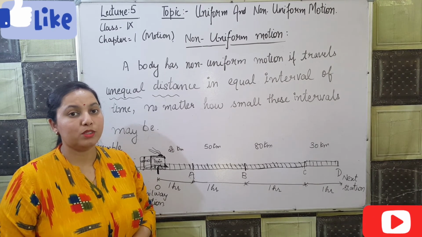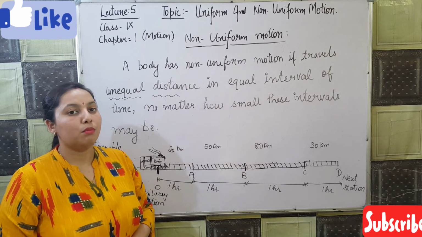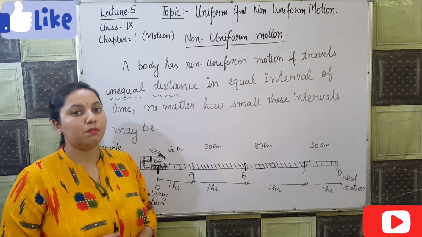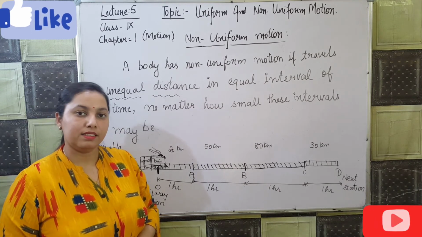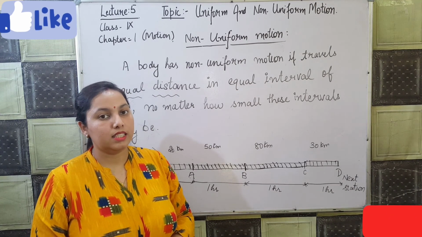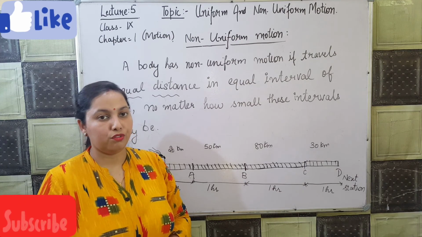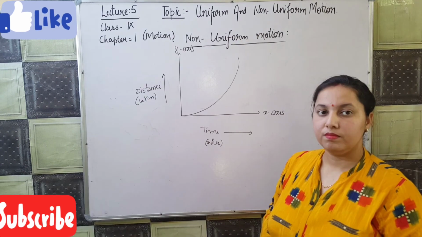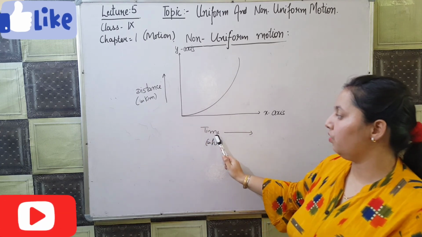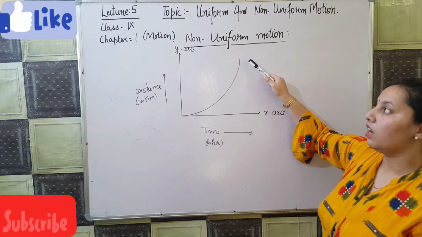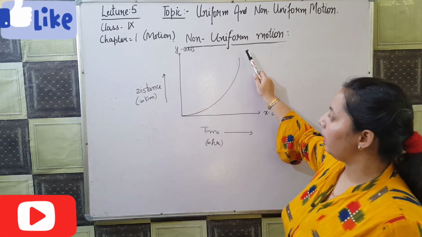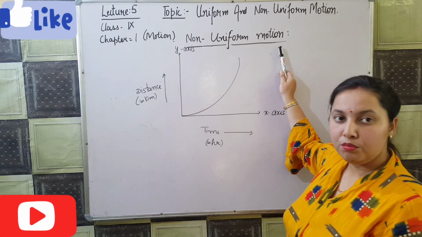Some other examples of non-uniform motion are the motion of a car in a crowded place, or a ball falling from the height of a building. Now let's move towards the distance time graph for non-uniform motion. Here you can see the variation of distance with the time. The variation is a curved line. So, distance time graph will be a curved line for non-uniform motion.